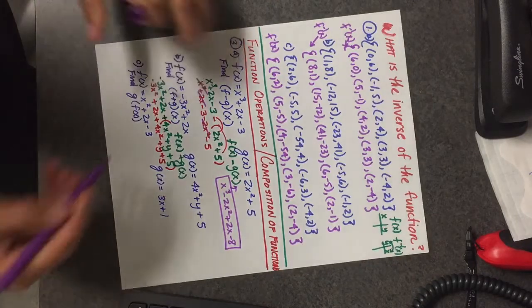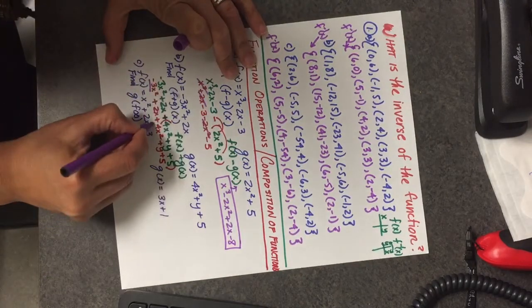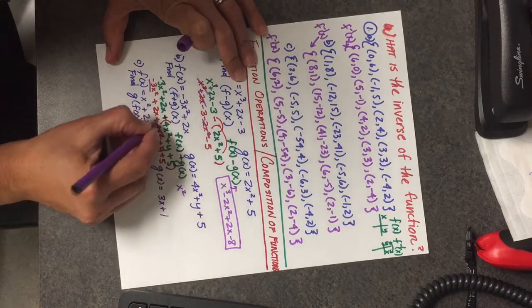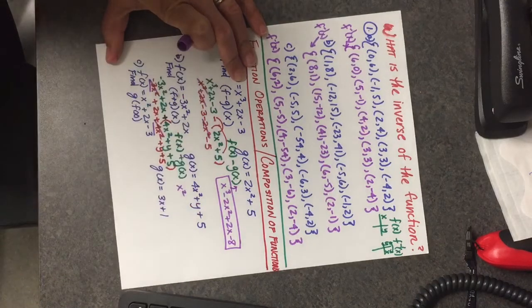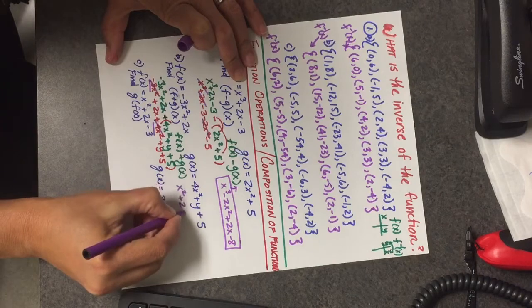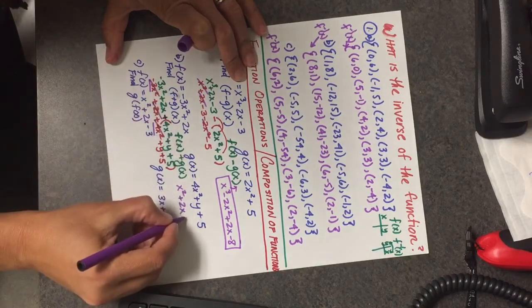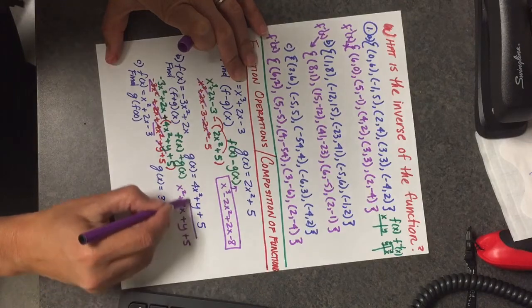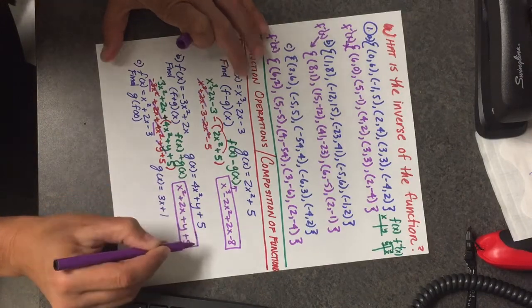So now I'm going to combine like terms. I've got a negative 3x squared and a positive 4x squared. So that gives me 1x squared. Cross those out. I have 2x, I have y, and I have 5. So that is the answer to f plus g of x.